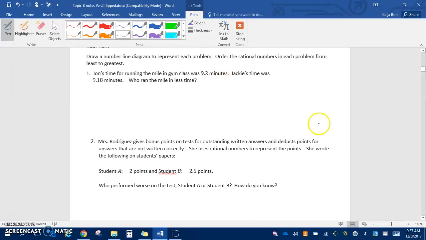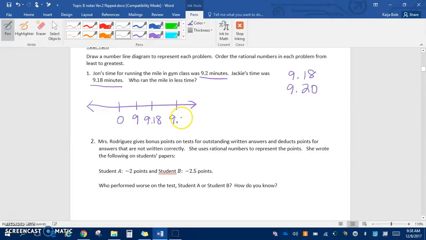The next example says John's time for running the mile in gym class was 9.2 minutes. Jackie's time was 9.18 minutes. Who ran the mile in less time? So, first remember, when we're using decimals, I'm going to write them out. So we have 9.18 and then 9.2, and to compare them, I'm going to put a 0. Alright, and then we're going to draw our number line here. So we have a 0, and then think about if we had 9. First we would have 9.18, and then we would have 9.20. So remember the 9.18 was for Jackie, and the 9.20 was for John.